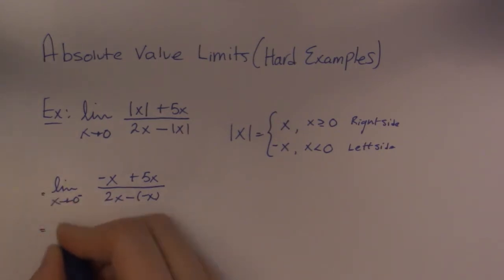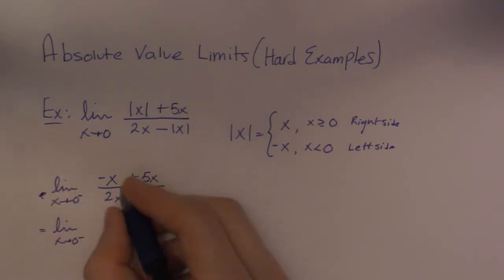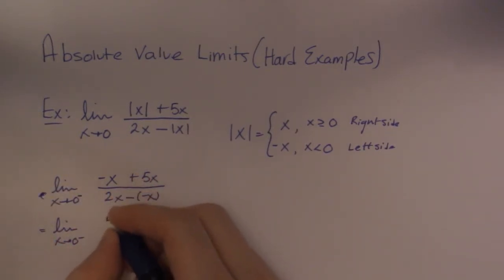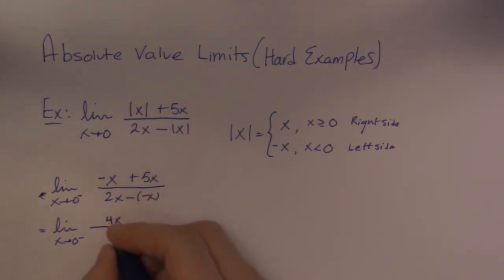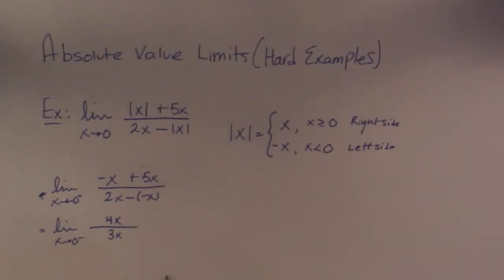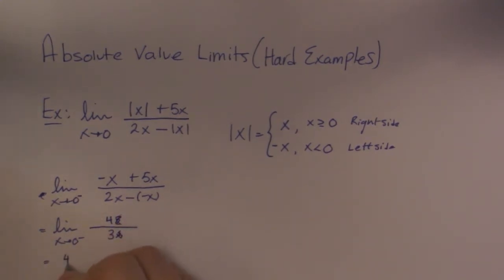Then we'll go ahead and simplify this. That's just going to be 4x on top, and on the bottom, 2x subtract a negative x, which is 3x. So these can cancel, and all you're left with is 4 over 3, so that's our actual limit right there.